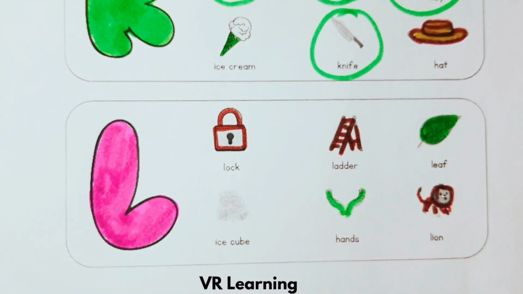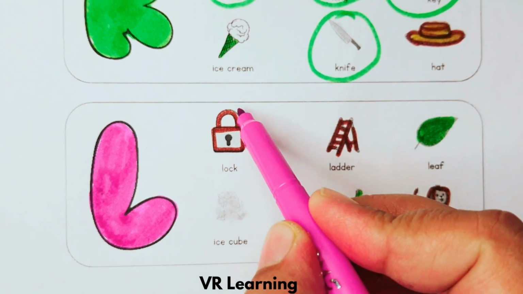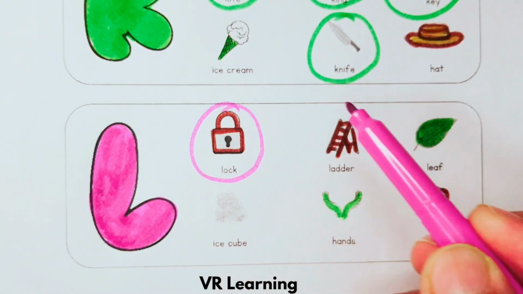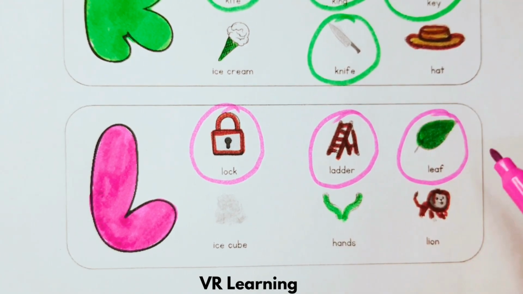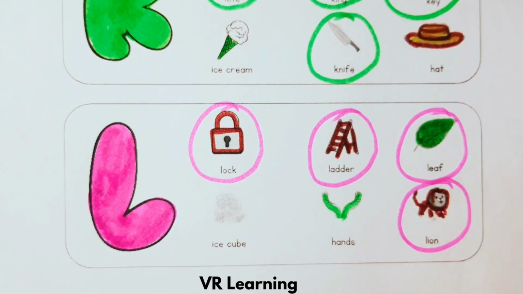Lock, ladder, leaf, lion. Lock, ladder, leaf, lion.